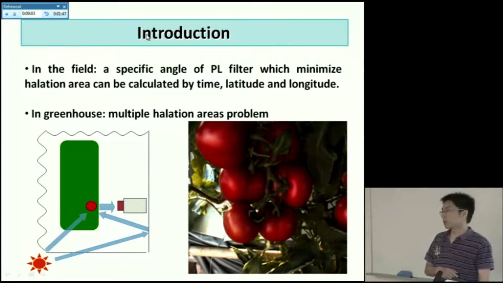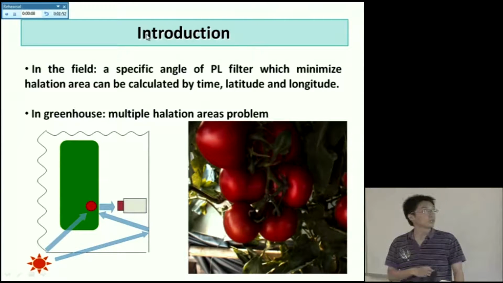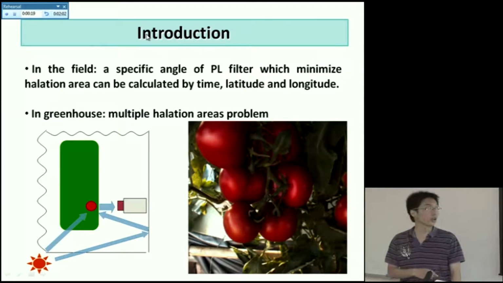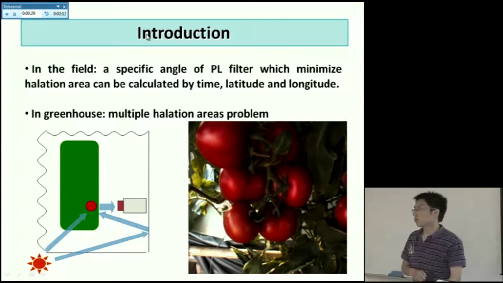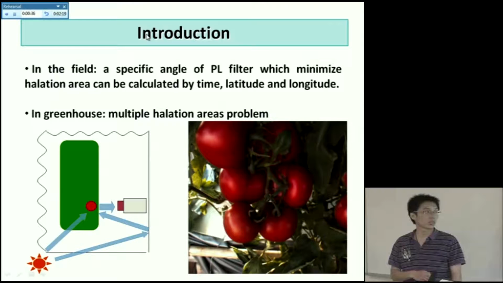Actually, there is some research related with halation. In the open field, a specific angle of PI filter which minimizes the halation area can be calculated by time, latitude, and longitude. But in greenhouse, there is a multiple halation area problem. Because in greenhouse, the environment is much more complex. Sometimes not only the sunlight, but also some reflected light from the plastic wall or the metals will cause more than one halation area in one image.